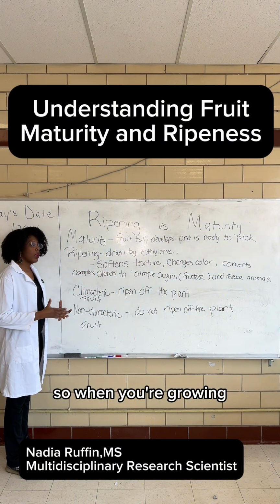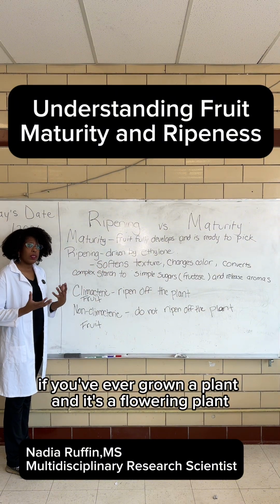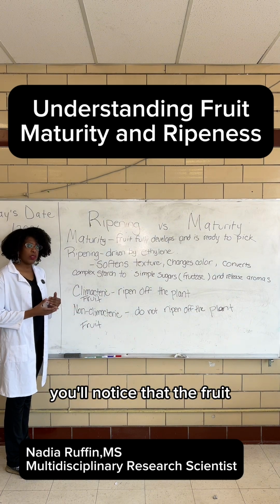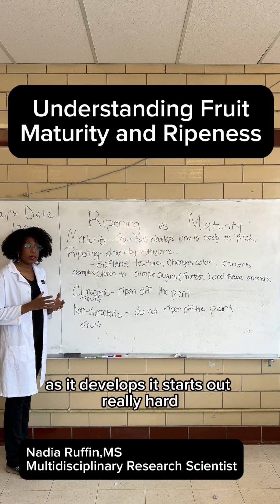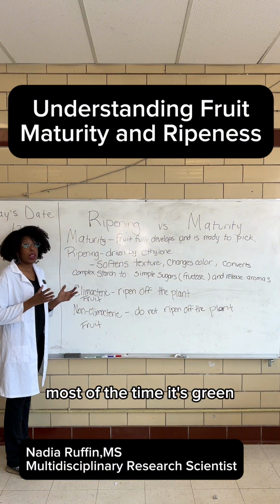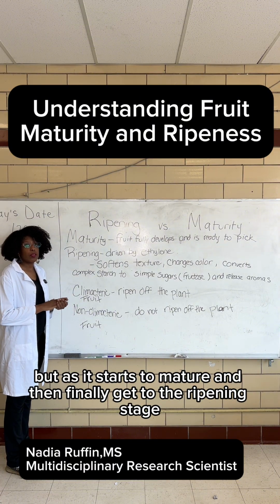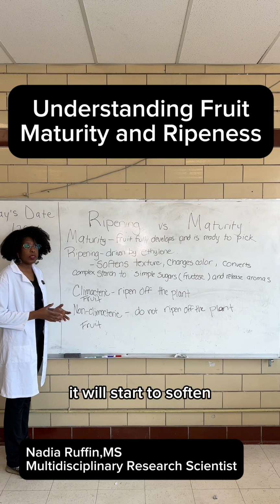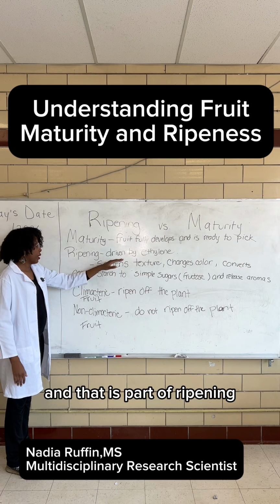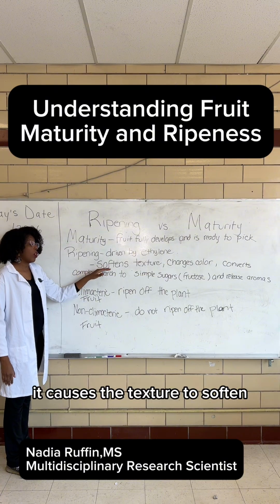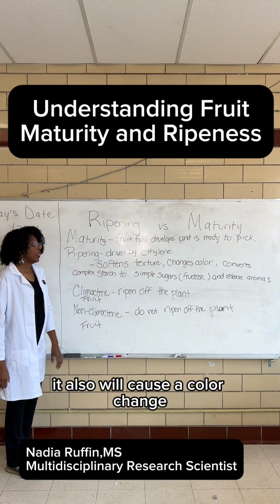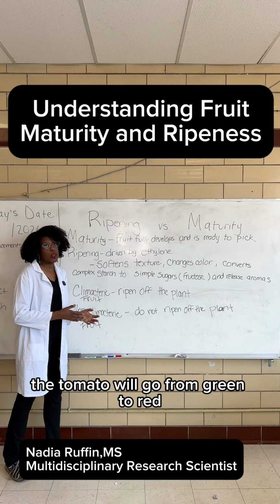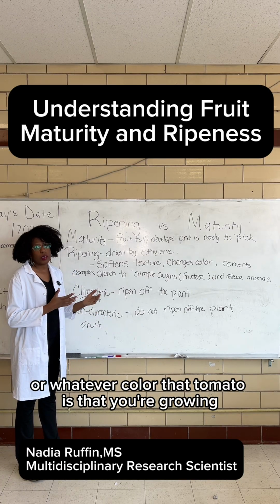What that does is it softens the texture. If you've ever grown a flowering plant that produces fruit, you'll notice that the fruit, as it develops, starts out really hard. Most of the time it's green, but as it starts to mature and finally get to the ripening stage, it will start to soften. That is part of ripening. That's what ethylene actually causes. It causes the texture to soften, and it also causes a color change. Using the tomato as an example, it will go from green to red or whatever color that tomato is.